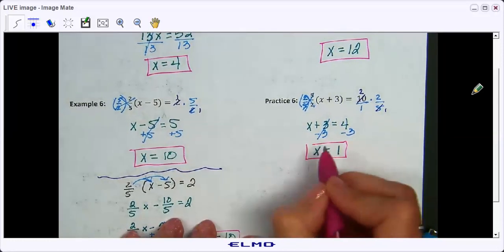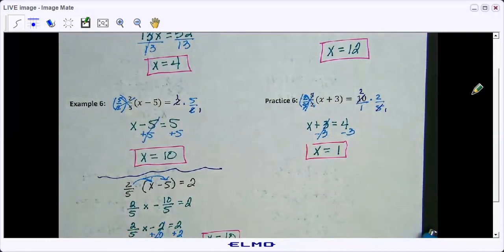Any questions on 2.4? Okay. I'm going to go ahead and stop because that concludes 2.4.